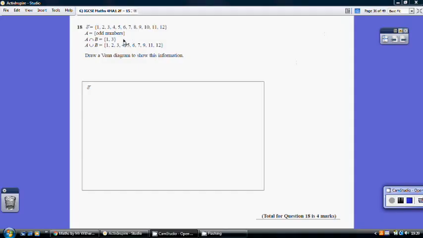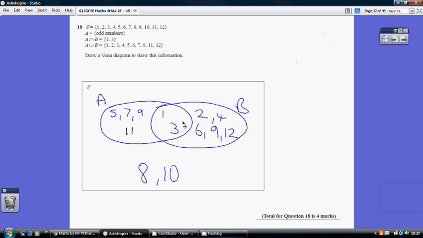Question 18, so we need to draw a Venn diagram to show this information. So we have two rugby ball shapes overlapping, which are A and B. So let's start off filling in the middle first of all. A intersection B, so the numbers that are in A and B are 1 and 3. So I've started off by putting 1 and 3 in the middle.